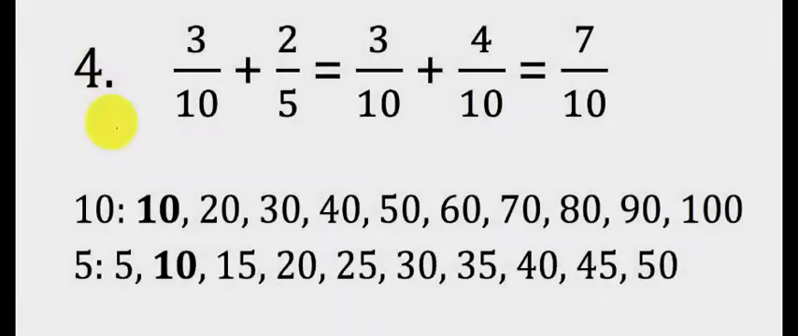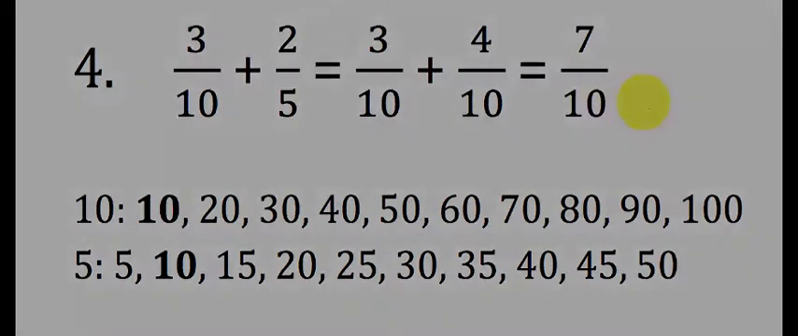For question 4, we have 3/10 plus 2/5. My multiples for 10 and 5 are below, and we quickly find that 10 is a multiple of both. So I get to keep 3/10 the same because its denominator is already 10. But to turn 5 into 10, I have to times 5 by 2. So multiply the top by 2. 2 times 2 equals 4. So 3/10 plus 4/10 equals 7/10.